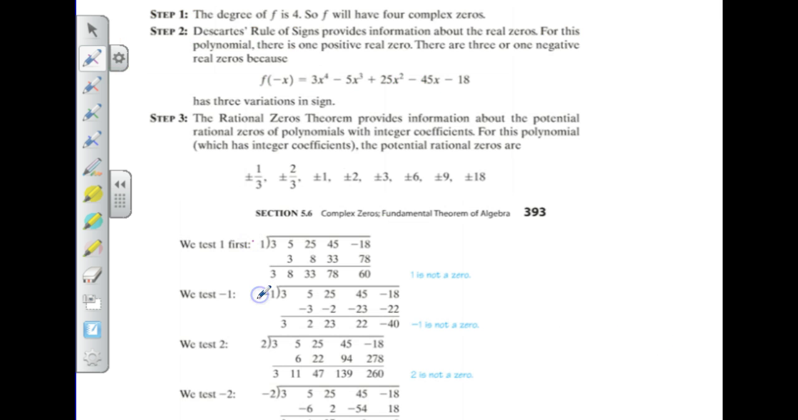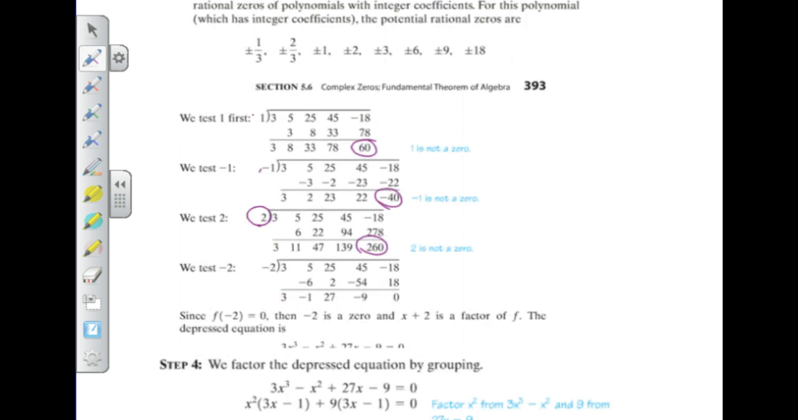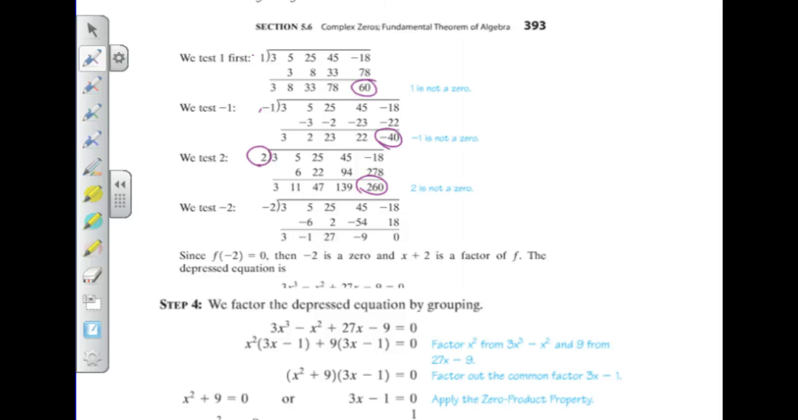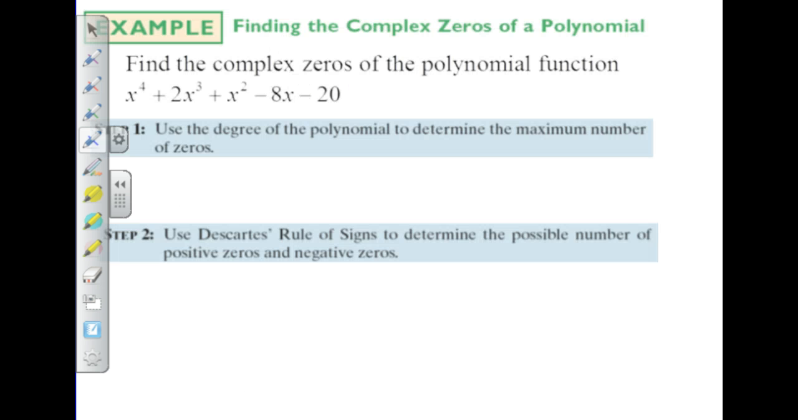I'll try a 1, I'll try a negative 1. No, none of those work. And the book expects you to sit here and try synthetic division. I would use my calculator and do guess left, guess right, guess on. Finally, you find one of the roots, negative 2 gave me a 0, and then you have to continue this process and keep factoring. Maybe you could factor by grouping like this author did to come up with the rest of the factors.